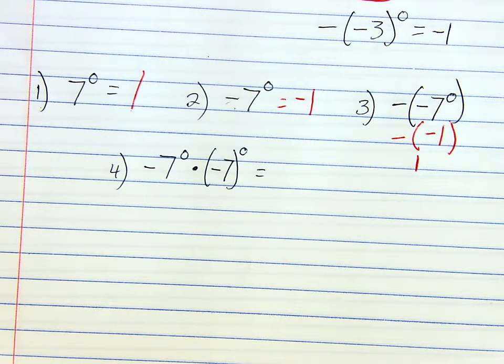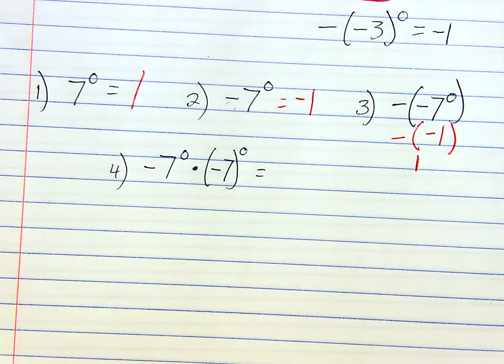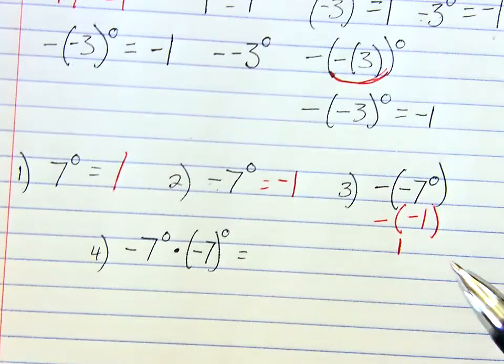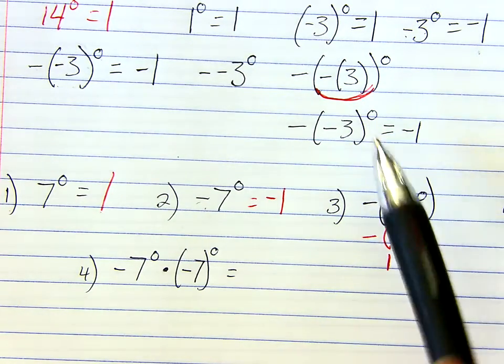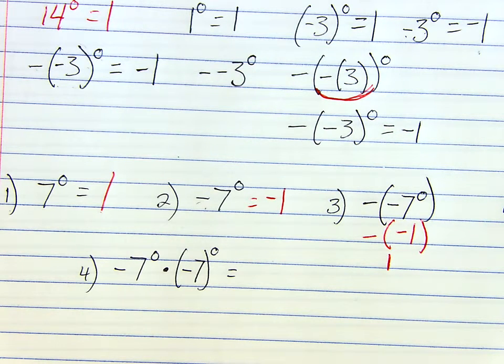Why was it -1 for the other one, the number 3 example, and positive here? The difference between this one here and this one here is that this one has the exponent outside the parentheses. So one subtle little difference is going to change the whole thing.